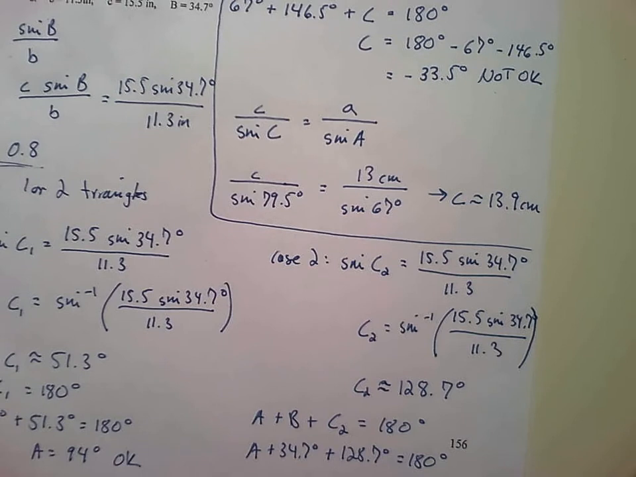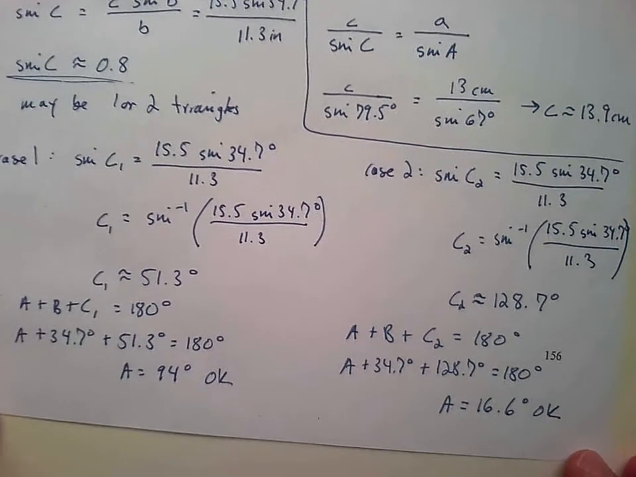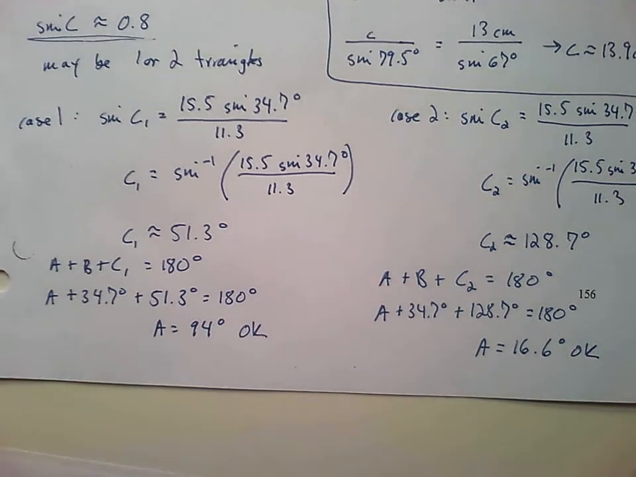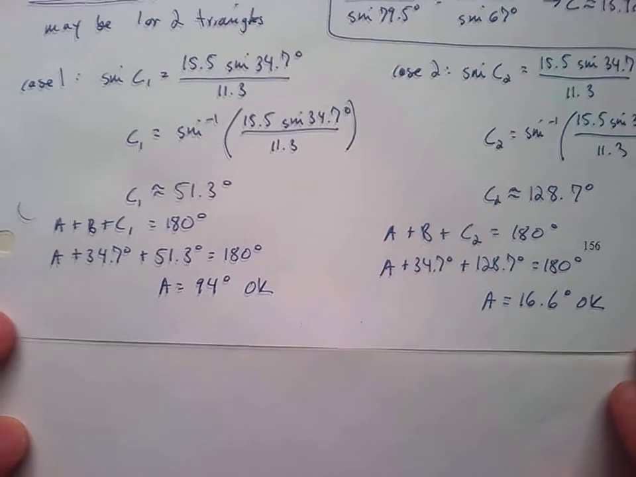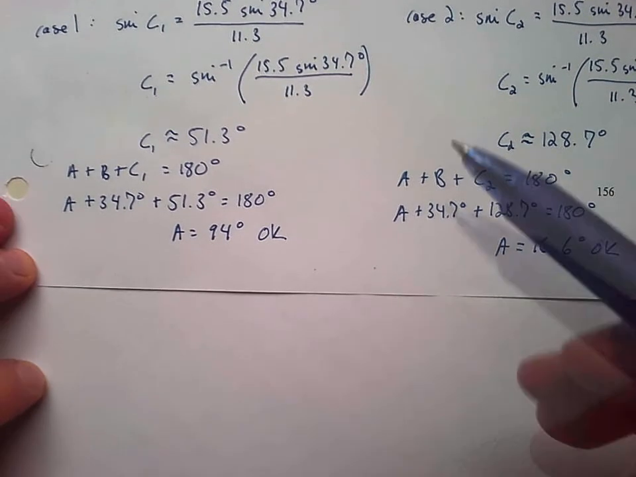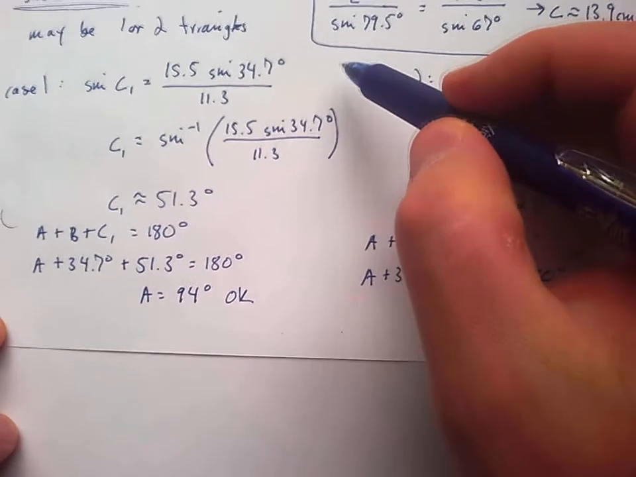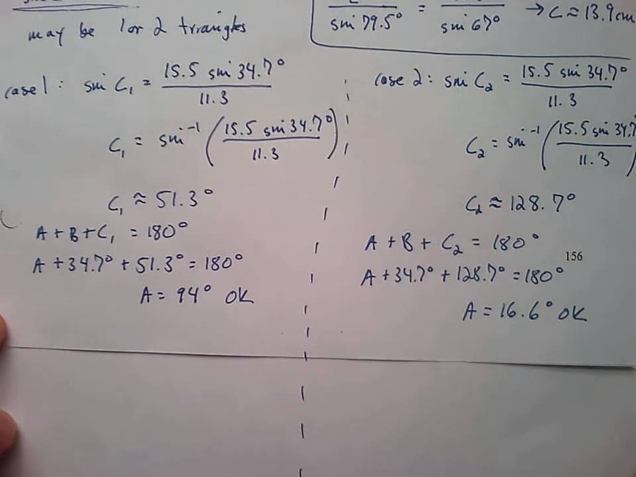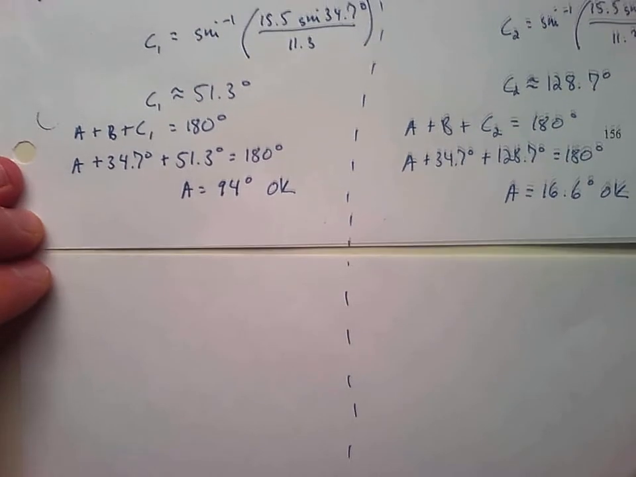Alright, so now that we have two possible triangles, we need to solve both of these possible triangles. Let me get another piece of paper over here to make sure that I have enough room. So let's work with case number 1. What we'll do here is I'll extend this down, and we'll first work with case number 1.